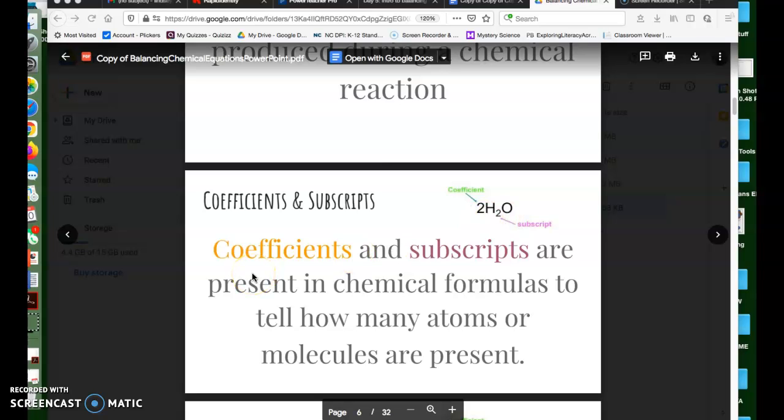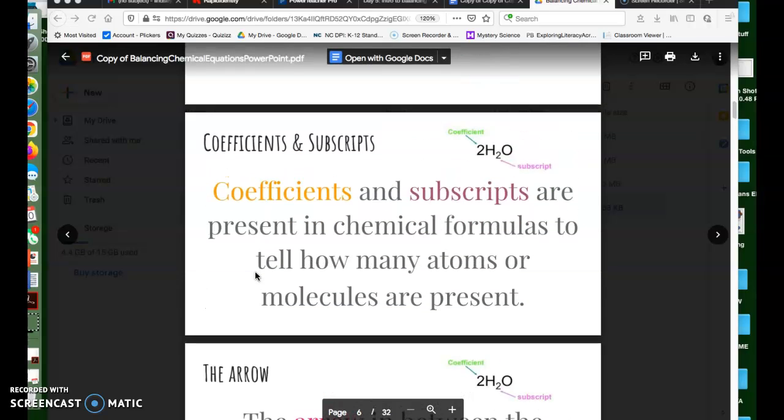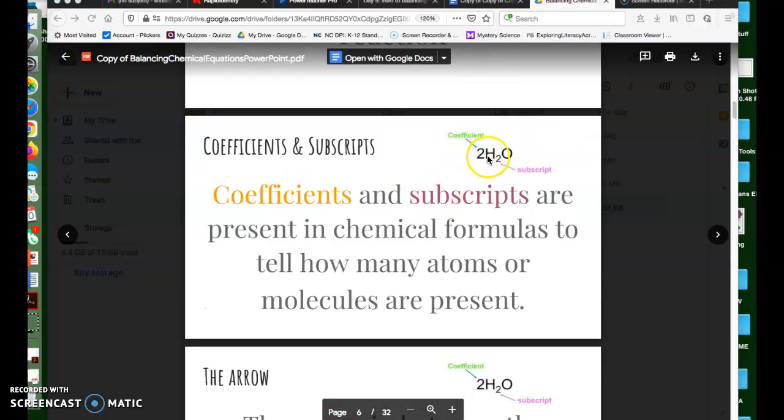Coefficients and subscripts tell us how many atoms are present in the chemical formula, and they also tell us how many molecules are present. Our coefficients, remember, tell me how many molecules. So I have 2 molecules of H2O. My subscripts tell me how many atoms are in H2O. So I know that I have 2 hydrogens in my H2O, and I have 1 oxygen. If there's no subscript right next to the letter, it's understood that there's just one of those atoms in the molecule. So we know from this chemical formula that our water is made up of oxygen bonded to 2 hydrogen. And then the big 2, the coefficient, tells us that I have 2 water molecules.